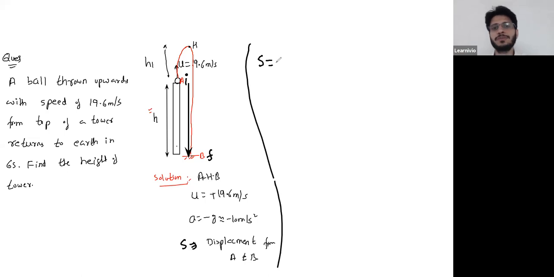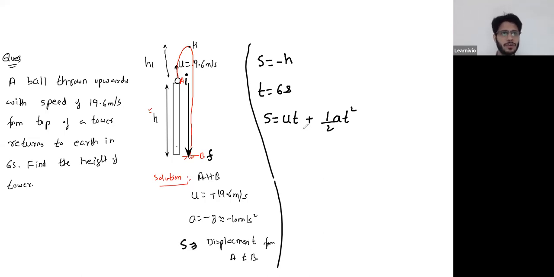So how much is that displacement? Is it plus H, minus H? What is it? Minus, because while moving from initial to final, you are going downward. So displacement is minus H. And the total time taken is 6 seconds. So the most appropriate equation, I guess, is ut plus half at square. Okay, just substitute these values in this equation and get the value of h.